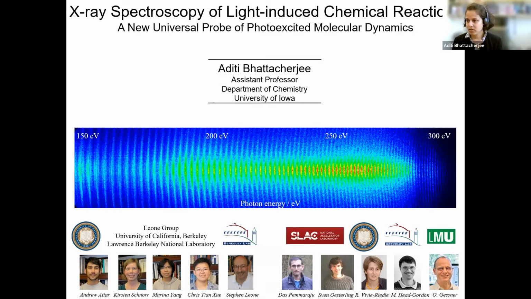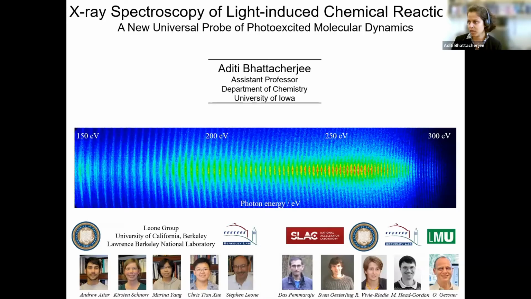What I want to talk about today is the X-ray spectroscopy of light-induced chemical reactions. I did most of this work as a postdoctoral fellow with Steve Leone, UC Berkeley, Lawrence Berkeley National Lab. So at the very outset, I'd like to thank former colleagues in UC Berkeley, all of our former collaborators listed on the bottom right of the screen.